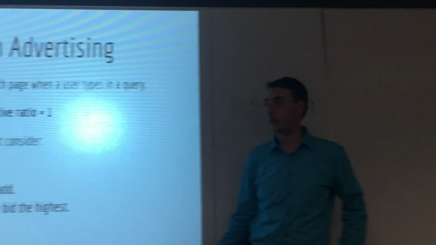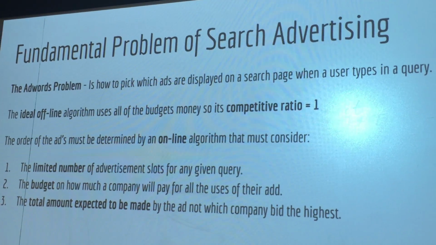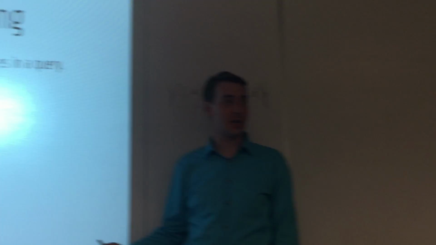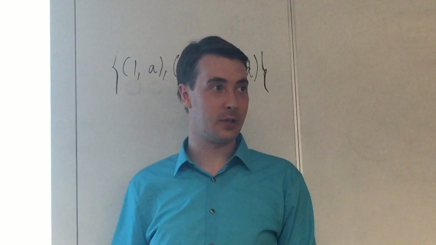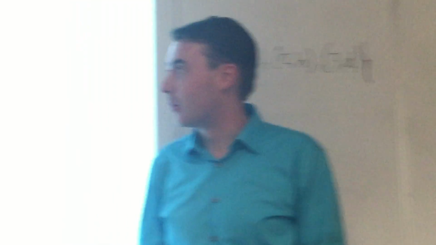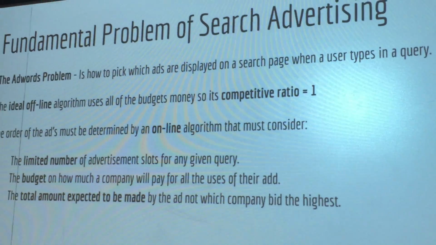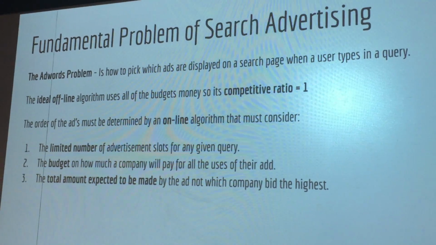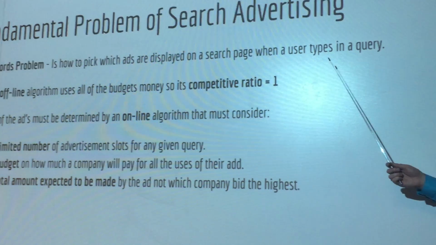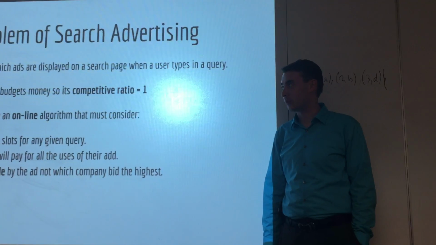So I will go into the fundamental problem of search advertising. These are the algorithms used to determine which companies' advertisements are displayed on a Google search and what order they are placed in, because not all of them can be displayed, since so many are bid on and there's a limited number of spaces. The algorithm used to determine how this is solved is a solution to the awards problem, which is just how to display it.